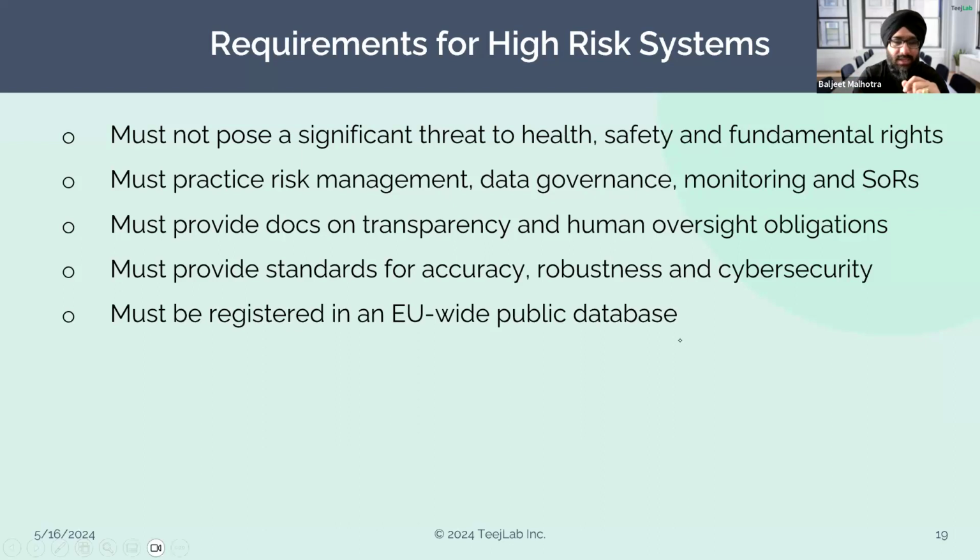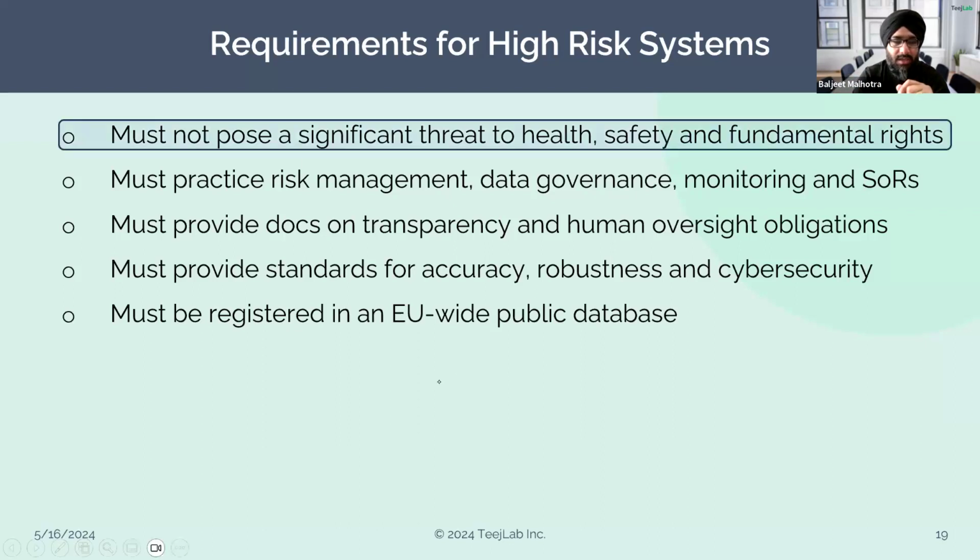The very first point is that whatever technology organizations are using must not pose a significant threat to the health, safety, and fundamental rights of their citizens. And of course, this is in the context of AI technologies. So let's say if a university is using AI technology to evaluate the assignments of their students, and if AI messes up, it's violating their fundamental right of getting education, getting evaluated properly.